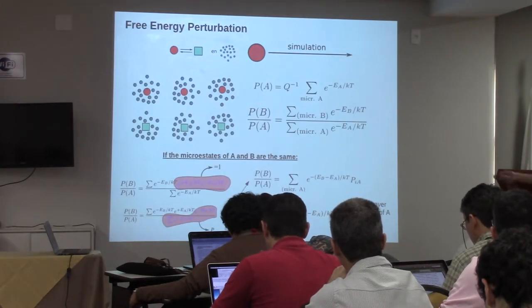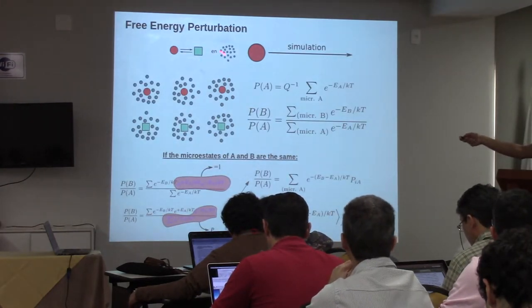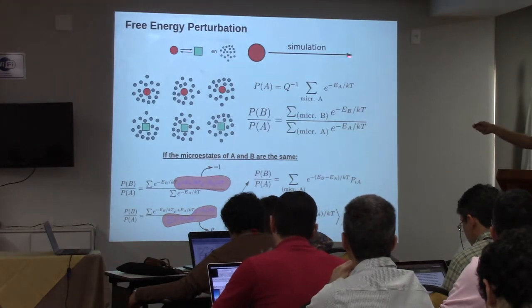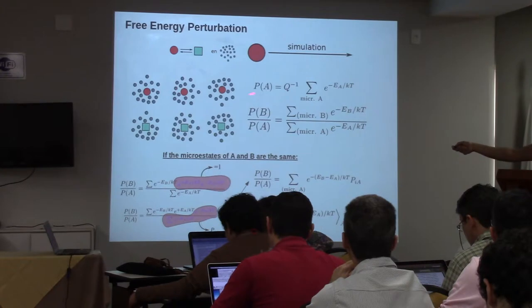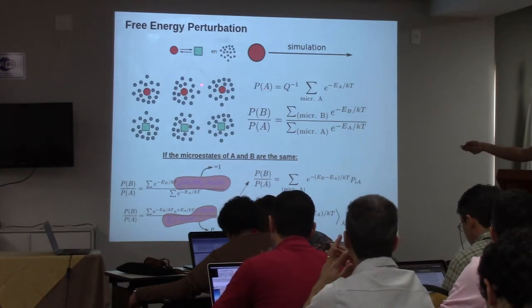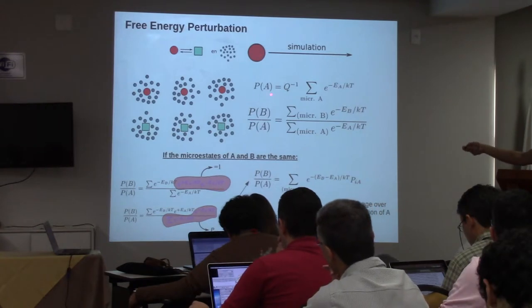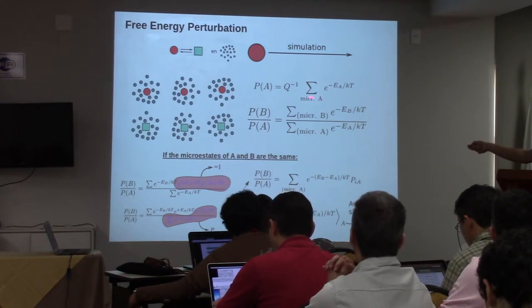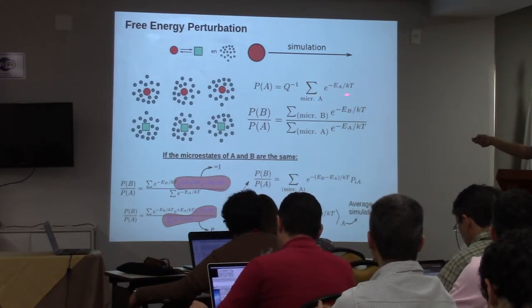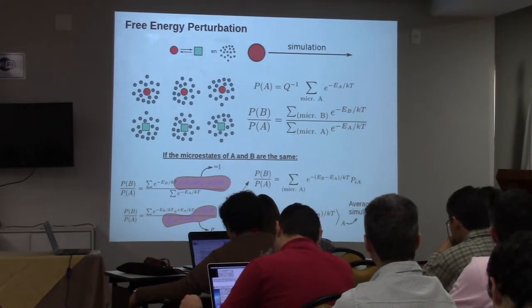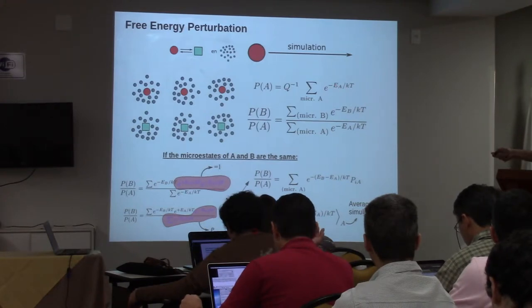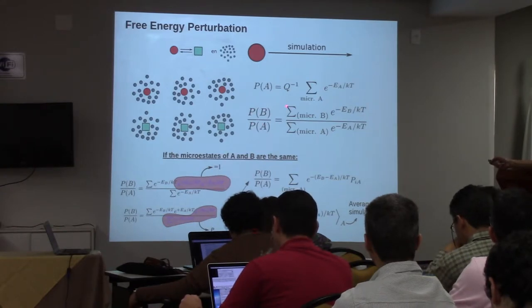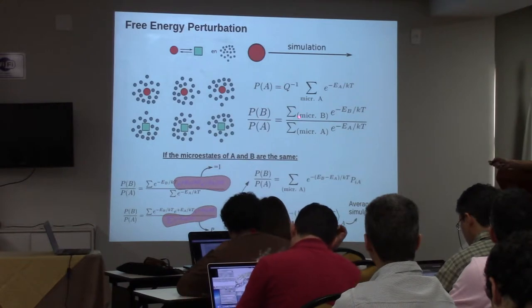So what are we doing? This is the transformation we want to study. We perform a single simulation of the red ball in the solvent, and the probability of state A, which is the red ball, is 1 over the partition function times the sum over all configurations compatible with microstate A of the exponential of minus the energy of these states of state A. State A is the red ball. The relative probability of states A and B, the probability of state B over the probability of state A, is the sum over all configurations compatible with microstate B.